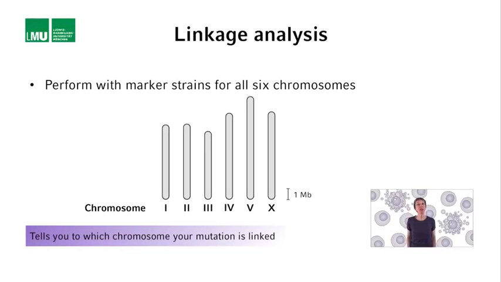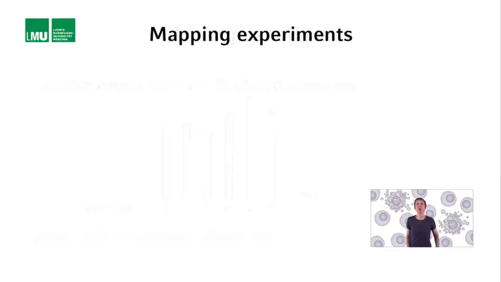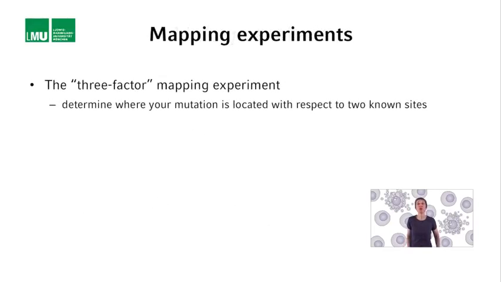The next step then is to determine where on that particular chromosome your mutation is located. In order to find out, you perform mapping experiments, often 3-factor mapping experiments. 3-factor mapping experiments are called this way because you determine where your mutation is located with respect to 2 known sites and therefore a specific interval on the chromosome. It will basically allow you to determine the order of those 3 factors, your mutation and the 2 known sites.